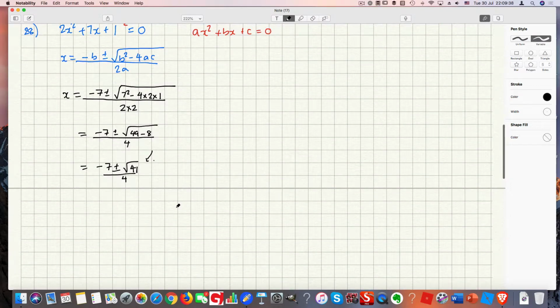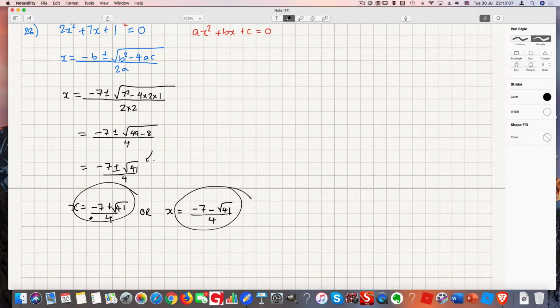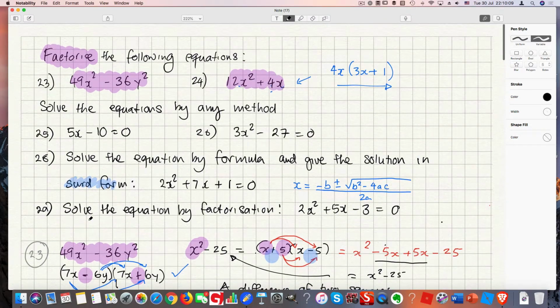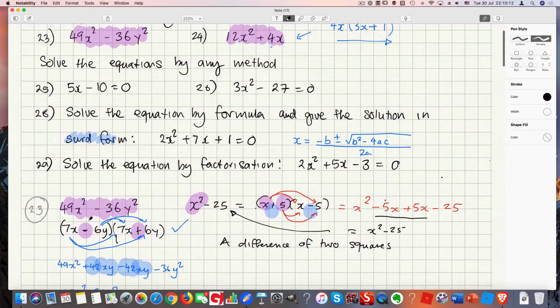So x is equal to minus 7 plus square root of 41 divided by 4, or x equals minus 7 minus square root of 41 divided by 4. That's it. These are the two answers in set form. So that was 28. And what is 29?